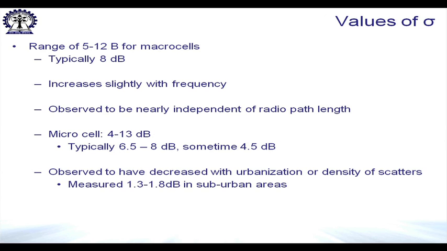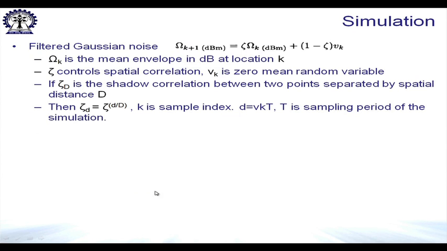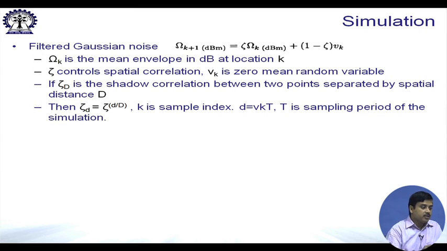For microcells, it has been found to be around 4 to 13 dB, typically in the range of again 6 to 8 and sometimes going to 4.5 dB. And it has also been found to decrease with urbanization or density of scattering. If there is too much, it has been found to decrease to 1.3 to 1.8. There is also a method to simulate these shadowing values, which would be added to the path loss exponent.